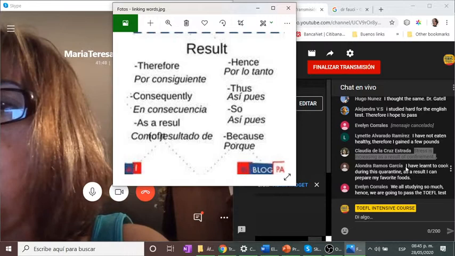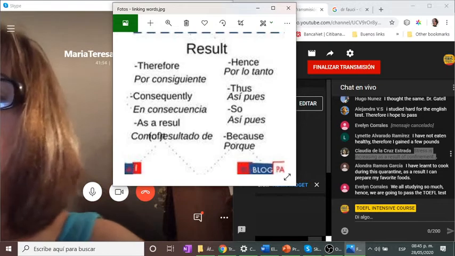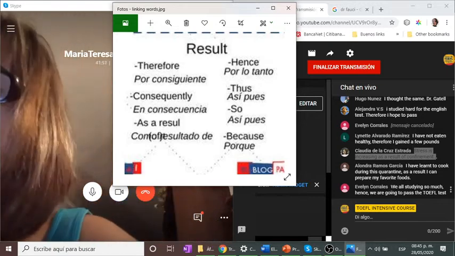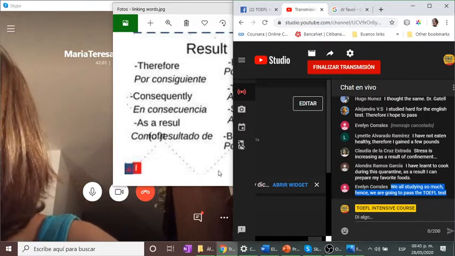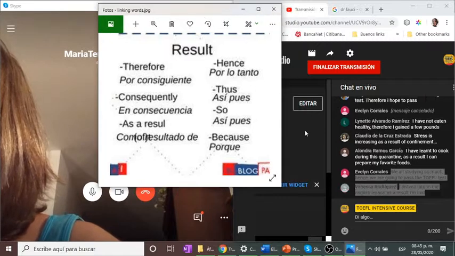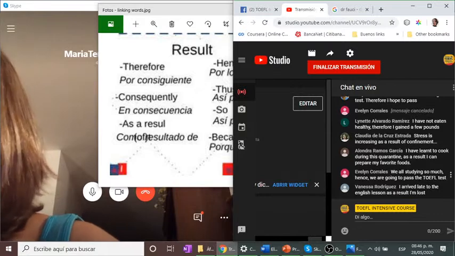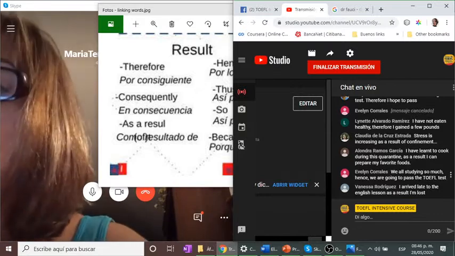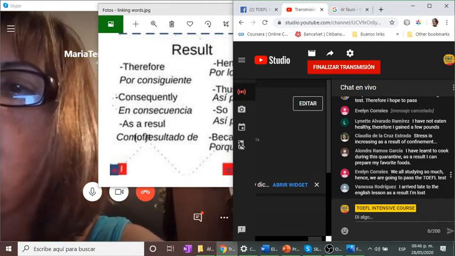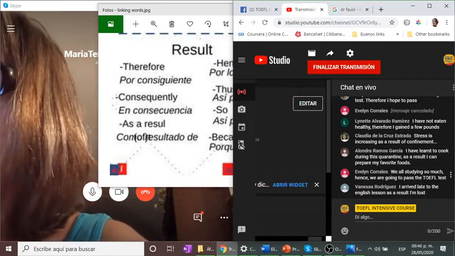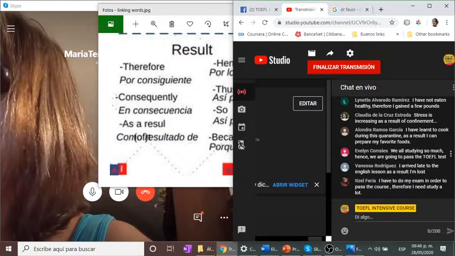We are all studying so much, hence we're going to pass it. This is a good example of hence. Okay. Evelyn, you need to tweak it a little bit because you're the only one that's using hence, and I'm glad you're using it. We are all studying very much. Hence, we are going to pass the TOEFL. And you don't need to put test. It's a given. We already know the TOEFL's a test, so eliminate test. TOEFL itself has the test in the T.